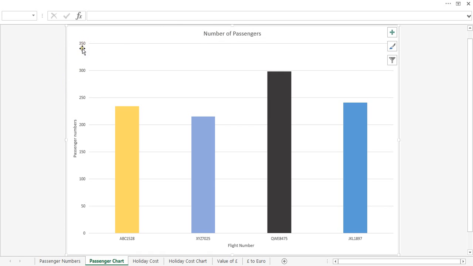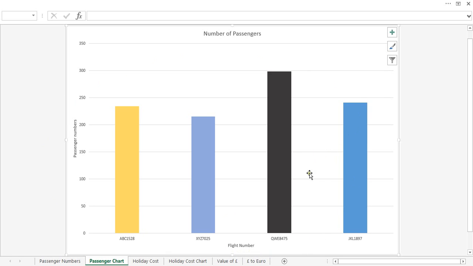Down the side we have numbers and we have a legend or a title. So we know that this one goes from 0 to 350, but this could be 350 pounds, could be 350 people, could be 350 anything. So we've labelled it as passenger numbers up the side. So we know that this line here is 300 passengers. We know that these are flight numbers because we've labelled that axis as flight number.